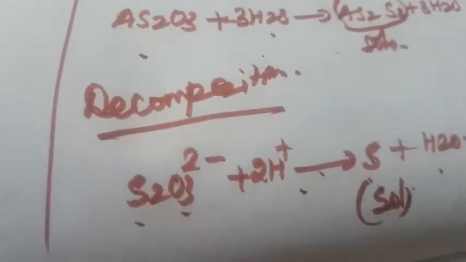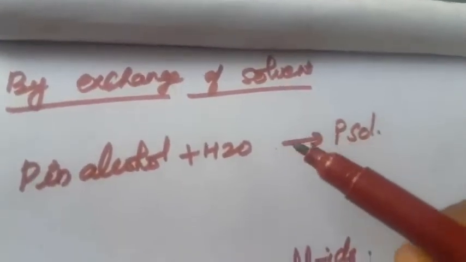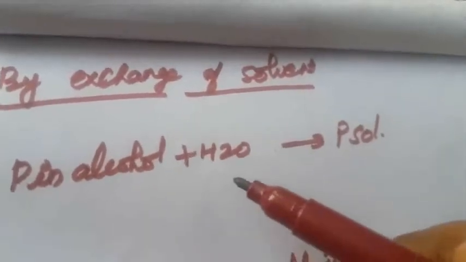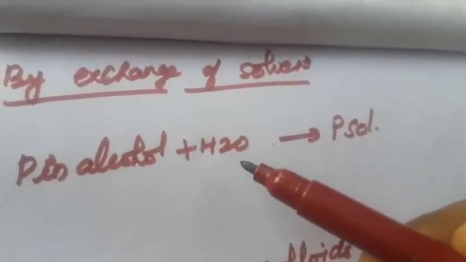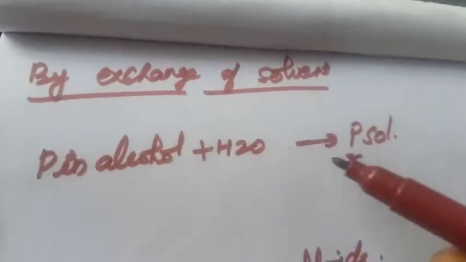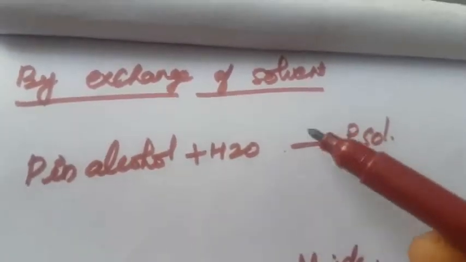Next one is by exchange of solvent. How is it exchanged? When a solution of a substance like phosphorus or sulfur, which is insoluble in water, is poured into water, it forms a colloidal solution, the phosphorus sol. That's all about the condensation methods of preparation of sols.